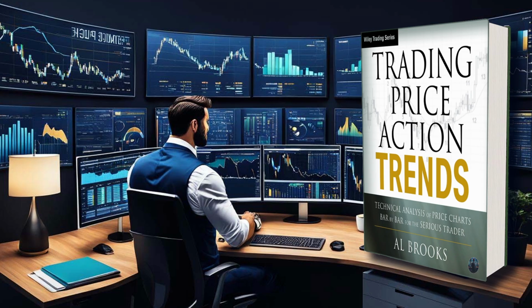Not all bear flags break out to the downside. Some become the final flag of the bear trend, break out to the upside, and lead to a bull trend, as happened here. When the market successfully breaks out of any channel, the first target is a measured move.